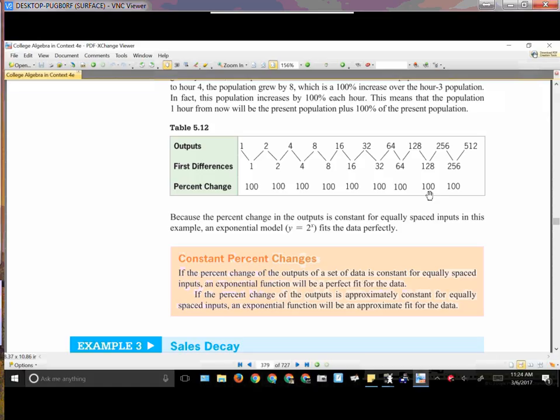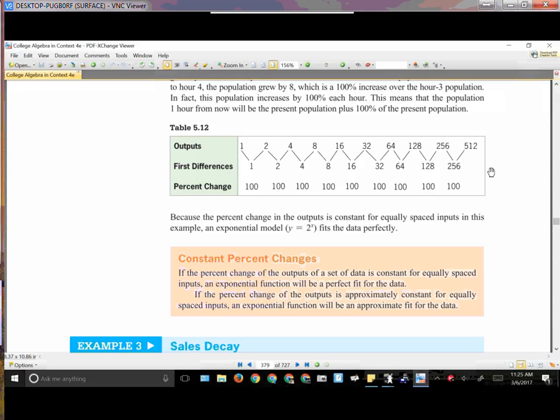Now, here are the outputs. Here's some data. We got a 1, 2, 4, 8, 16, 32. Looks like they're going up by a multiple of something, right? Look at the differences. So the difference here is 1, then it's 2, then it's 4, then it's 8, then it's 16, then it's 32. And it's asking, what is the percentage change? Okay. Well, there's 100% change going between each one of the numbers.